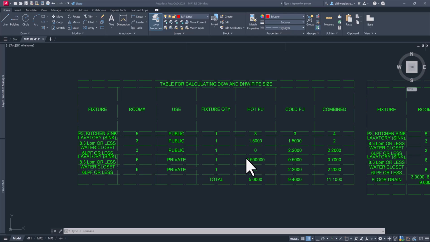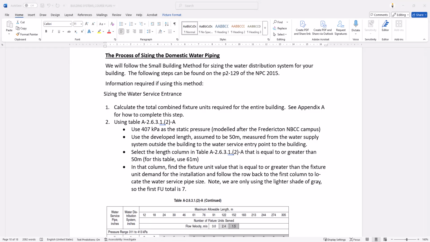Okay, so we switch that up. All right, so I go through, make my hot, cold, and combine. So once I have all my numbers together in a table, what I'm going to do is total them up. For my combined, I got 11.1, cold, I got 9.4, and hot, I had 5. And there's no good, bad, or ugly, it just is. So once you have that done, record that, and we'll move to the next step in the assignment.